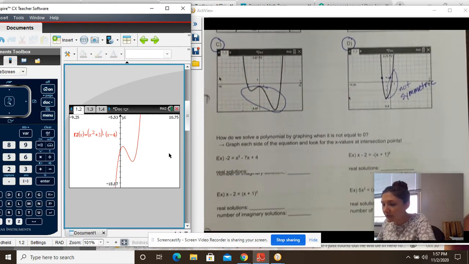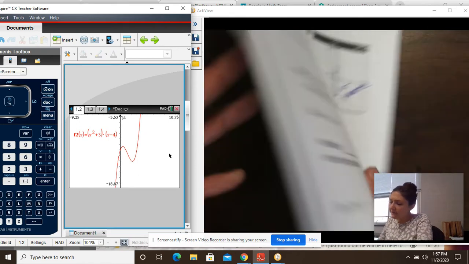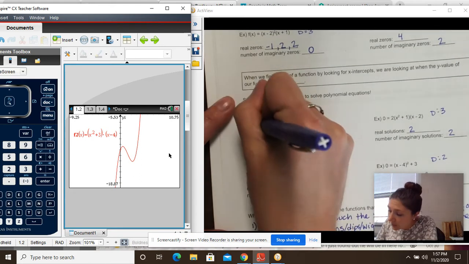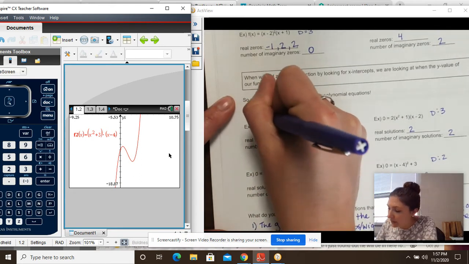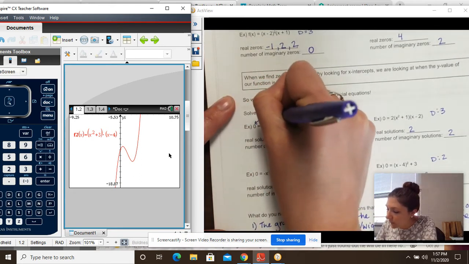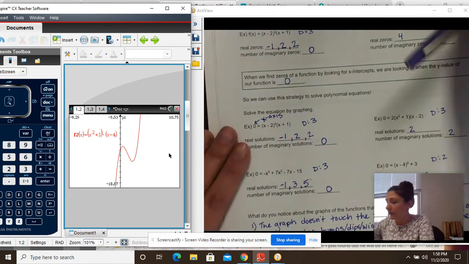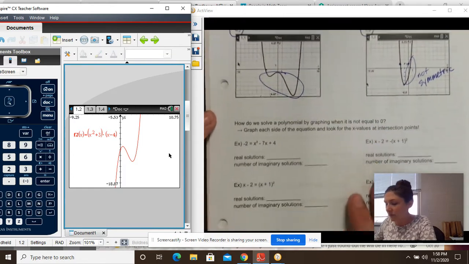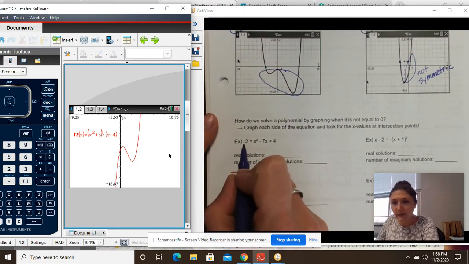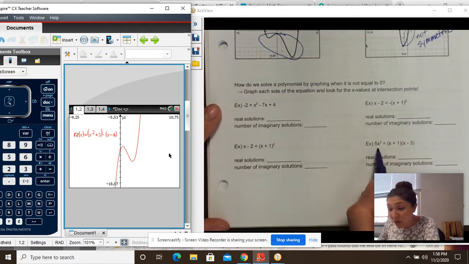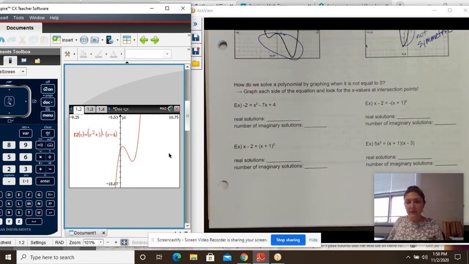And then the last thing I'm going to talk about is for our functions over here, we had them equal to 0. And that was great because 0, right, is that x-axis. When y is 0, that's the x-axis. So I'm just looking for x-intercepts. But when I'm not equal to 0, if my function's equal to negative 2, or x minus 2, or something even more complicated, how can I find my solutions there?